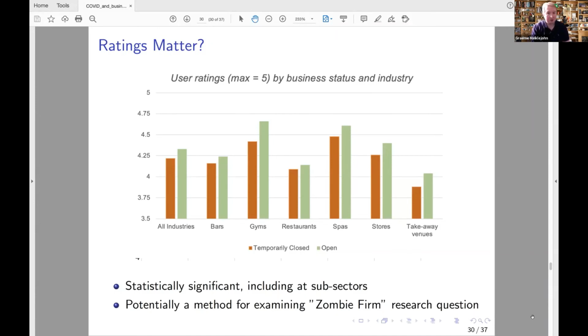If it does, then that might be some weak evidence that something has changed, and it might help us with some evidence towards this sort of zombie firm question. It's not perfect, but we thought that was quite interesting. So that's just a brief example of some of the analysis we've done with the data. I'm going to pass on to my colleague Phil, who's going to talk a little bit about another source of data we looked at, Yelp, and then do some concluding summary remarks.